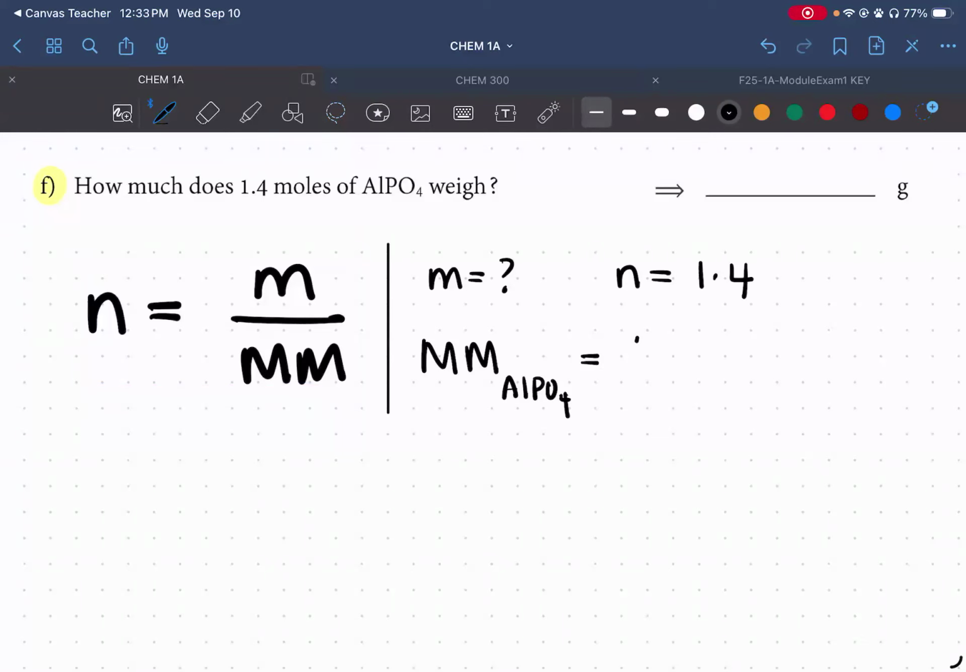We see that in the molecule, there is one aluminum, there is one phosphorus, and there are 4 oxygens. So we are going to get our periodic tables out, and we are going to calculate the mass of aluminum phosphate. I want everyone to find the periodic table and do the math themselves. You're going to round it to the whole number. Aluminum plus phosphorus plus 4 oxygens.